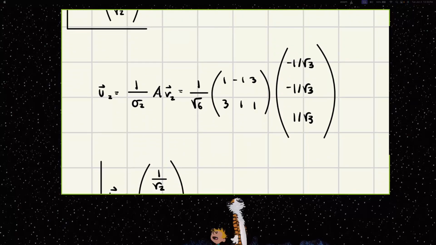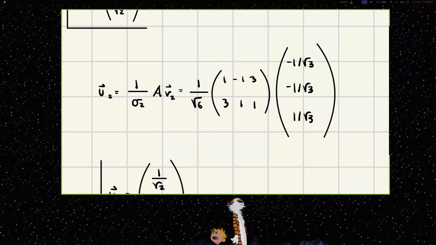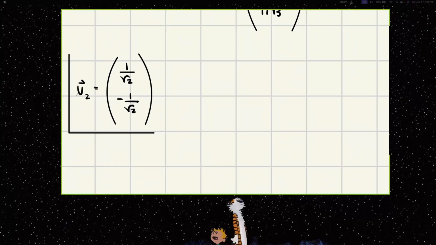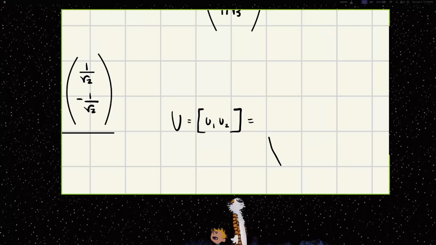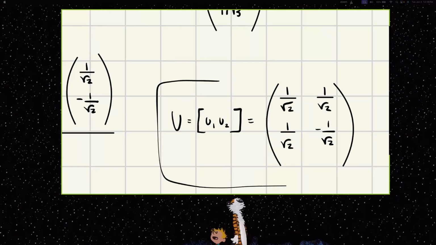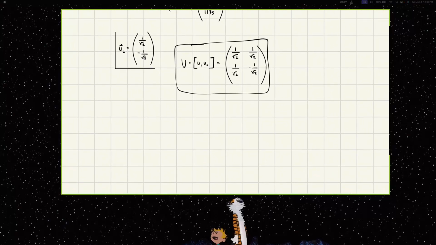Okay, so now that we have u1 and u2, we can go ahead and form our matrix U. If we recall, U is just the matrix composed of the basis vectors u1 and u2. It's not transposed or anything, so those columns are just going to be those vectors. So we're going to have 1 over the square root of 2, 1 over the square root of 2, 1 over the square root of 2, negative 1 over the square root of 2. And now we found U. So this actually completes the entire singular value decomposition.